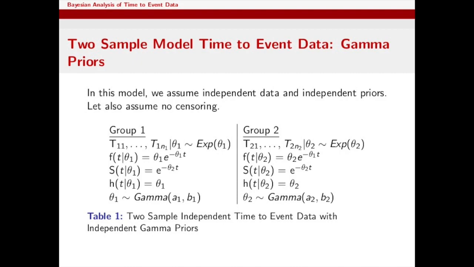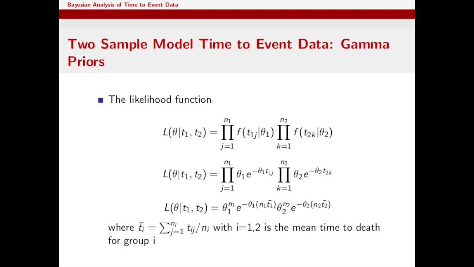I know all of this talk about two samples can get confusing, but remember that a two-sample model is often easier to think of as two separate one-sample models, that is, as long as the data and prior are independent. That makes the likelihood function pretty easy to obtain. It is just the likelihood of one sample times the likelihood of the other sample.